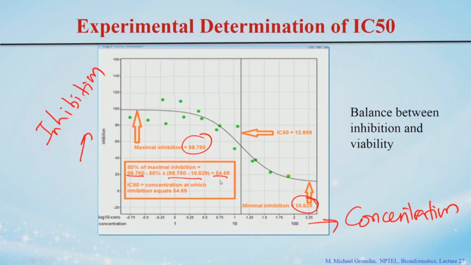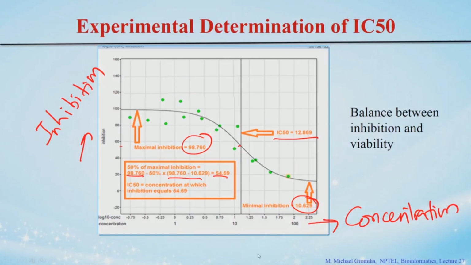Then we go with this 54.69 percentage, so it is somewhere here, right. If you look here, this is the place where we touch the curve. So, this is the concentration, about 10, equal to 12.869, right. This is how we get the IC50 values. So, for this compound the IC50 value is 12.869. If you take the log values, this will be 1 point something, right.